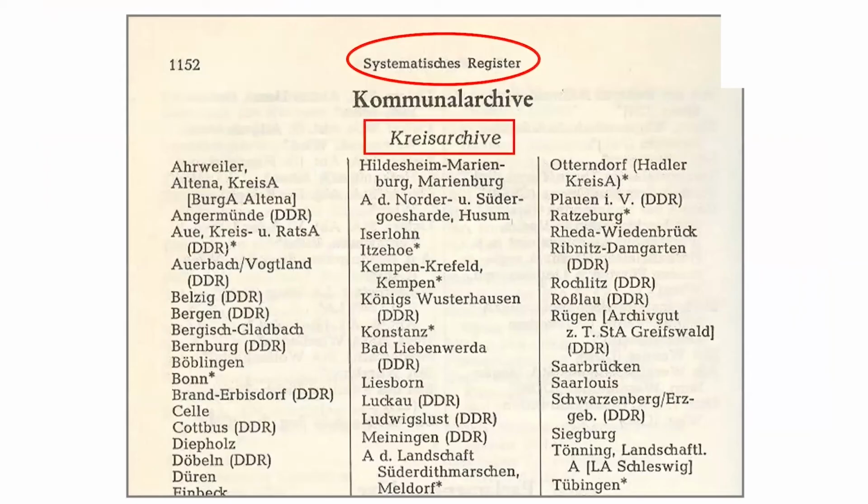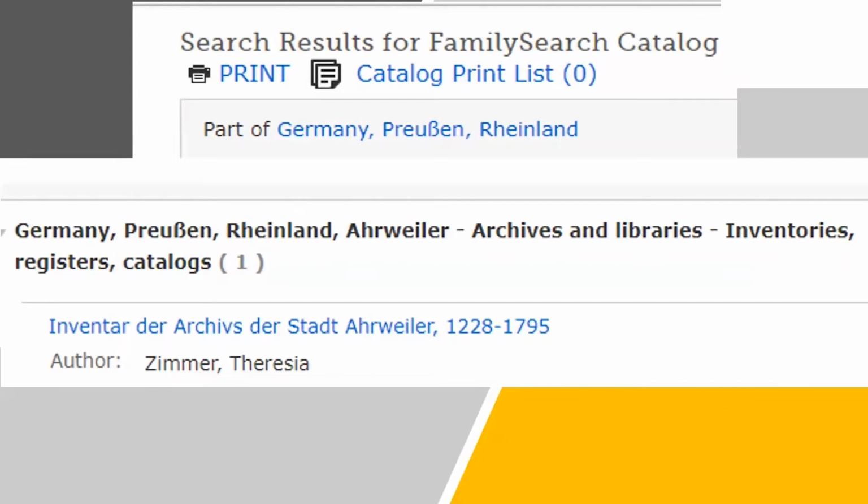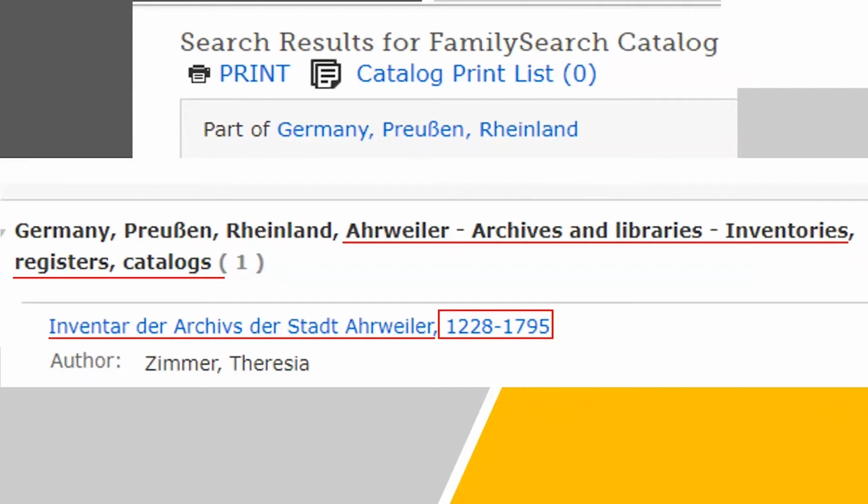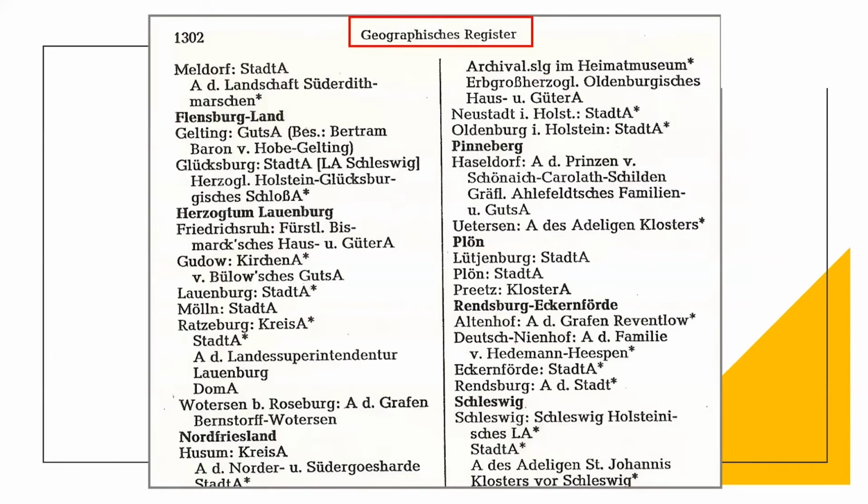A list of Kreisarchive, or district archives, is found in the systematic register. The first district on the list is Ahrweiler. When looking up Ahrweiler in the Family History Library catalog, the first subject heading is Archives and Libraries, Inventories, Registers, and Catalogs. It shows that Ahrweiler has a city archive that has records that cover the time period from 1228 to 1795. Under the geographical register, there are various government and nobility geographical areas. Within those areas are other locality archives.